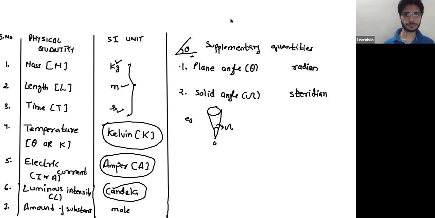So a solid angle is made in a 3D figure. 3D figure, in case of spheres, hemisphere, cone. You won't use this three-dimensional angle in class 11. You will use this in class 12 only. There's not a single numerical in the class 11 syllabus based on solid angle.